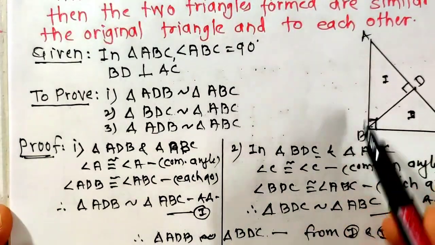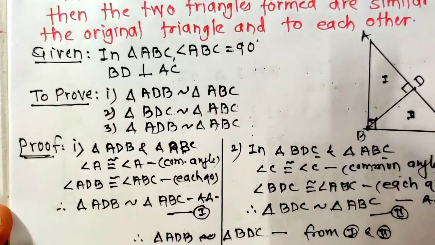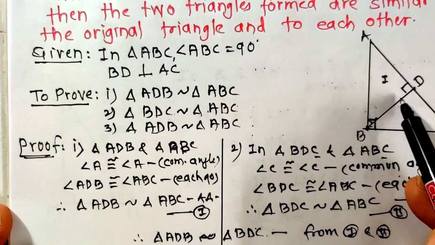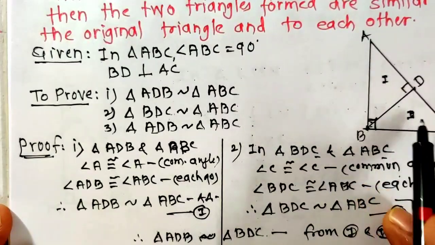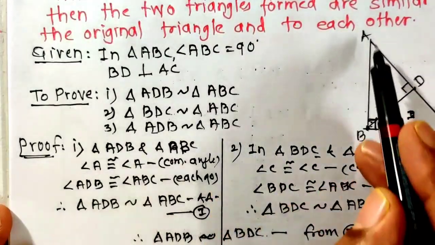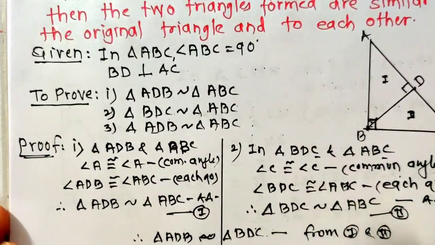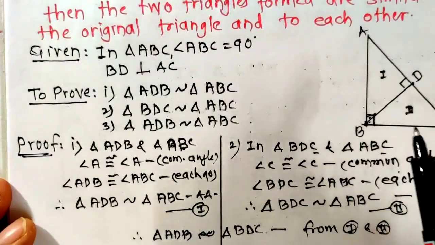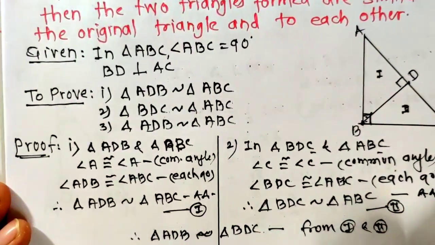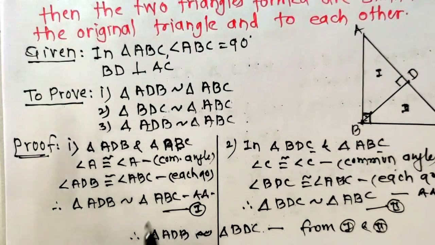In a right angle triangle, if we draw the perpendicular from the vertex of the right angle to the hypotenuse, then the perpendicular divides the triangle into two triangles. Those two triangles are similar to the original triangle ABC as well as similar to each other. That is the property, and we have to use this property while proving the Pythagoras theorem, and that's why this is important.